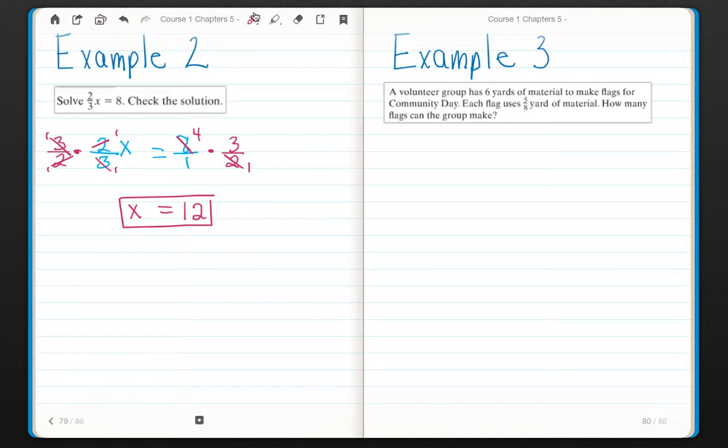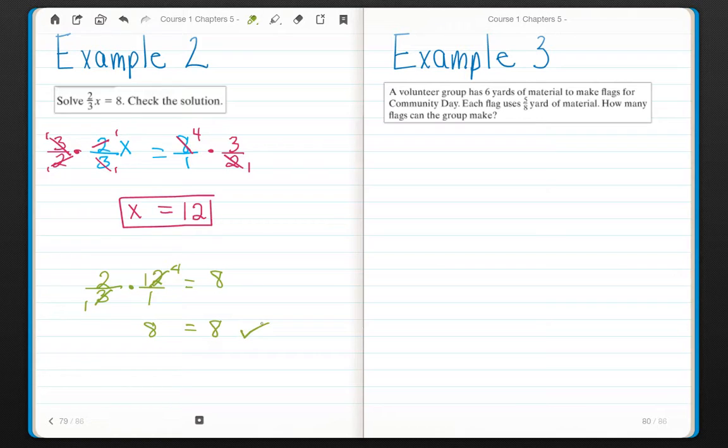Now again, I can go and check my work. 2/3 times 12, we'll say over 1, equals 8, or at least it should. I can cross cancel 3 and 12 by dividing by 3. 4 times 2 is 8. 1 times 1 is 1. And 8 equals 8. So this does in fact check out. All right, so let's take a look at a word problem.